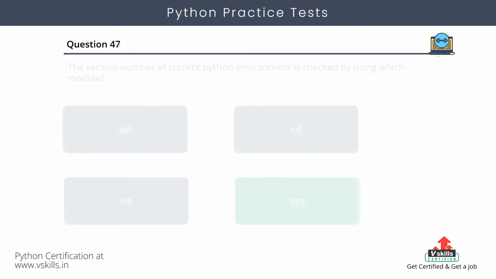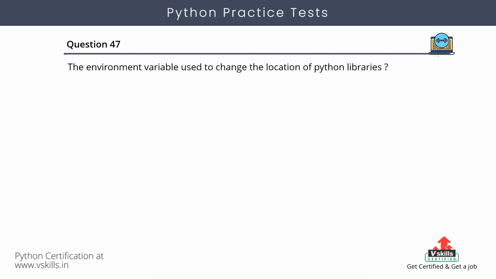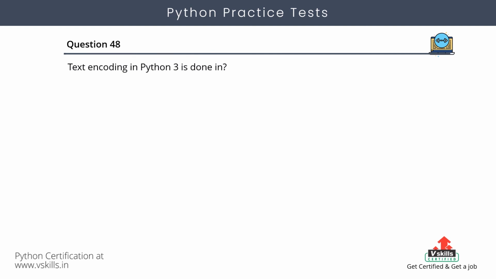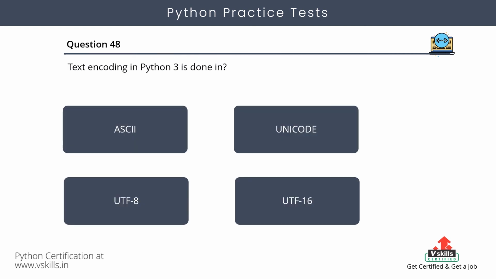Question 47. Which environment variable is used to change the location of Python libraries? The correct answer is option A. Question 48. Text encoding in Python 3 is done in which of the following? The correct answer is option B.